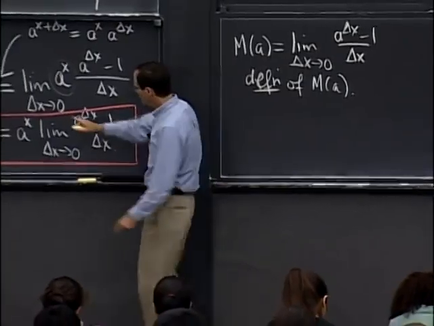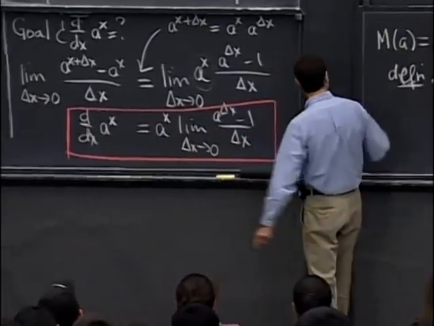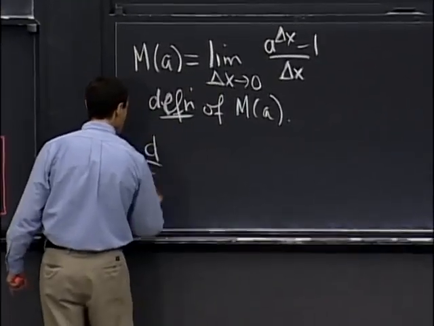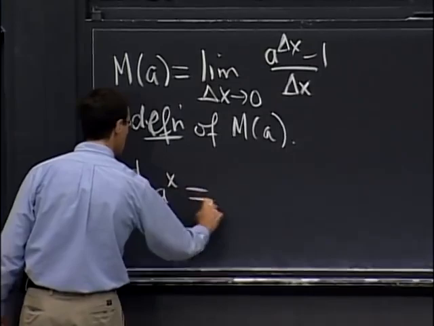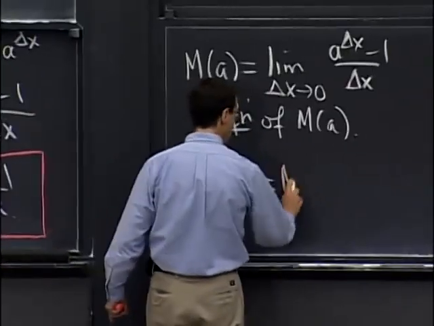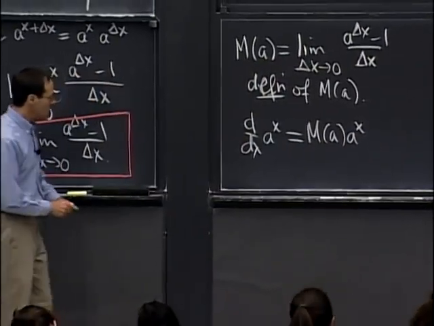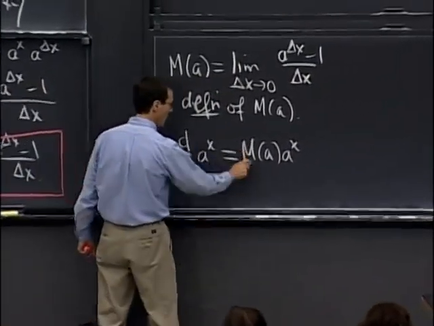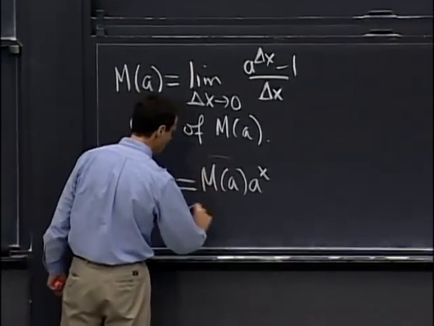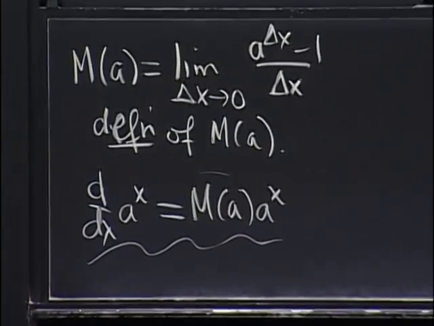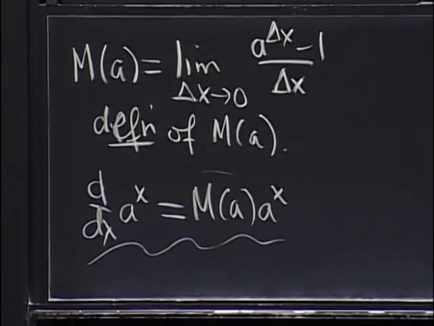So first of all, let's rewrite the expression in the box using this shorthand for this number. If I just rewrite it, it says d by dx of a to the x is equal to this factor, which is m of a, times a to the x. So the derivative of the exponential is this mystery number times a to the x. So we've almost solved the problem of finding the derivative of a to the x. We just have to figure out this one number, m of a, and we get the rest.